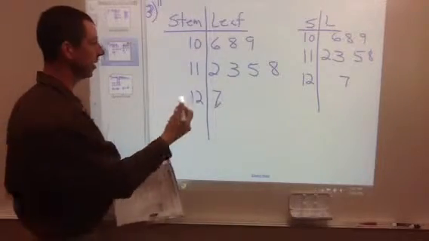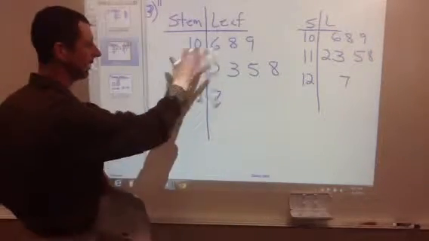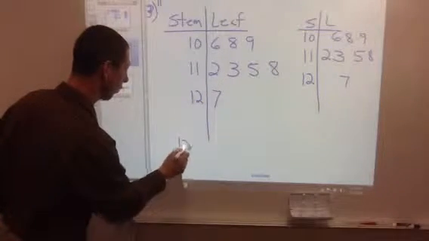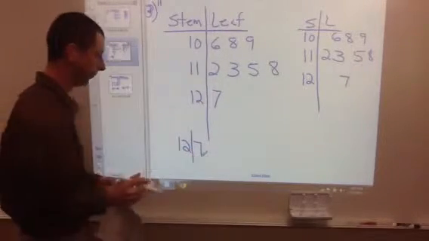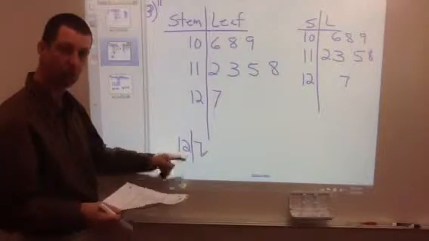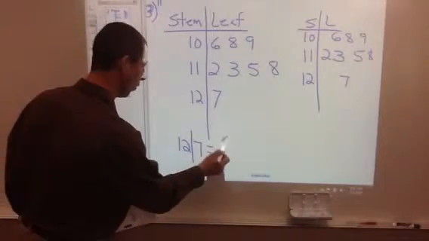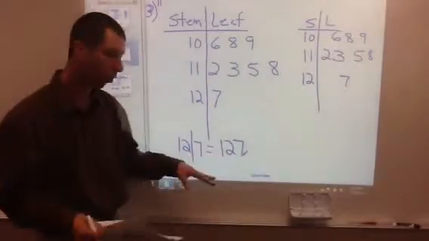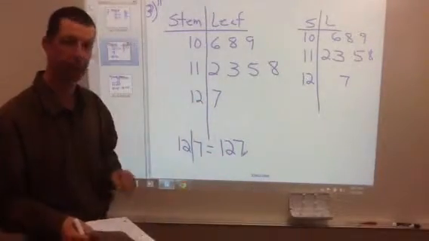So in this case here, I might put, and it doesn't even have to be a number that's on here, I'm going to use this right here. So you might have 12, 7, okay? What does this equal right here? Well, this equals 127. Okay, that lets the reader know how to go ahead and read this stem and leaf plot.